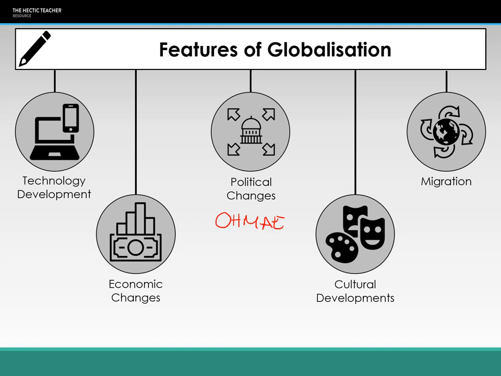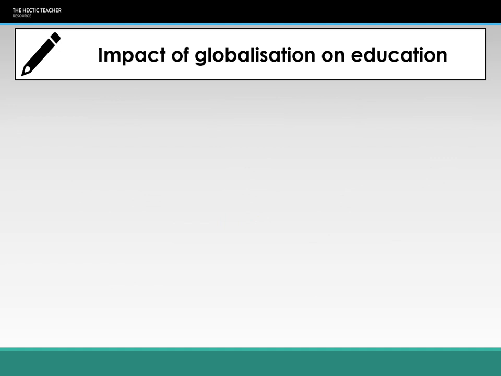And this migration has helped push the cultural developments and push this global type culture that we're seeing developing. So when we're talking about globalization, we are talking about how the world is becoming more integrated, more interconnected, with a time-space compression where things are now more instantaneous than they were previously, if you're working on a global or international level. And what we want to look at next is how those features, how those changes and developments have impacted and influenced education in the UK.